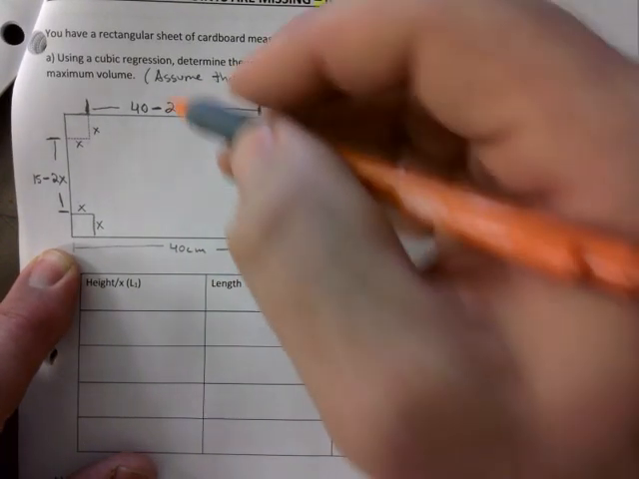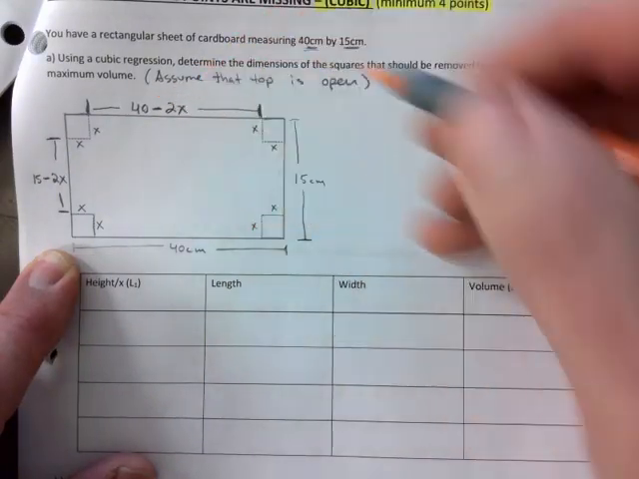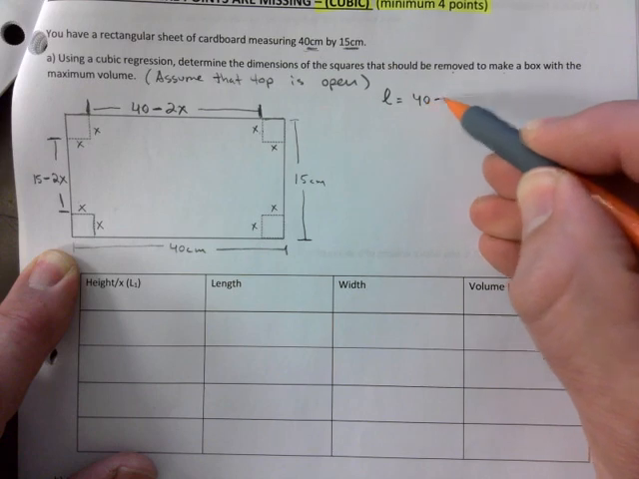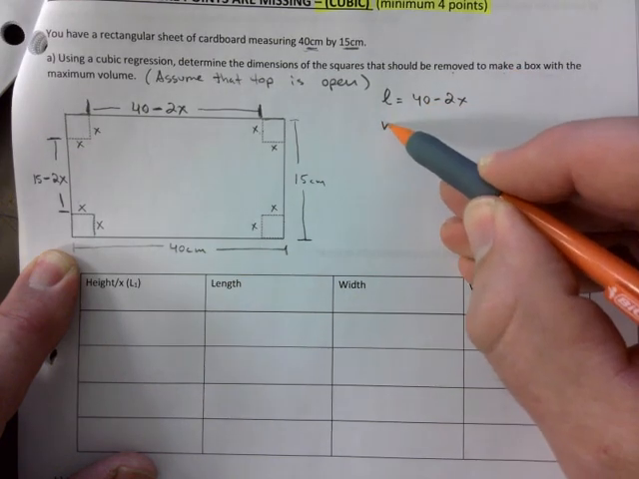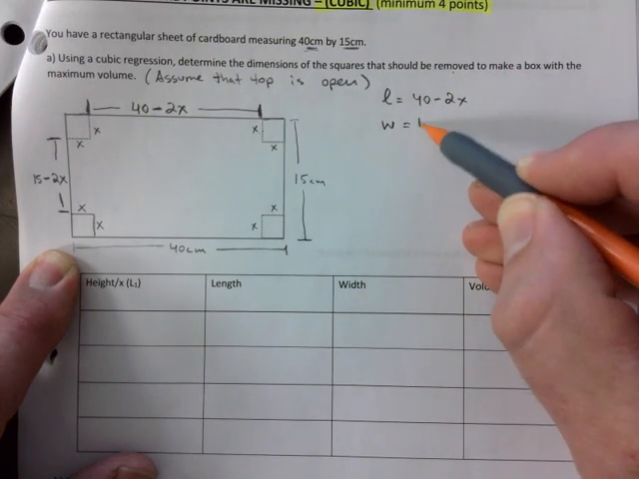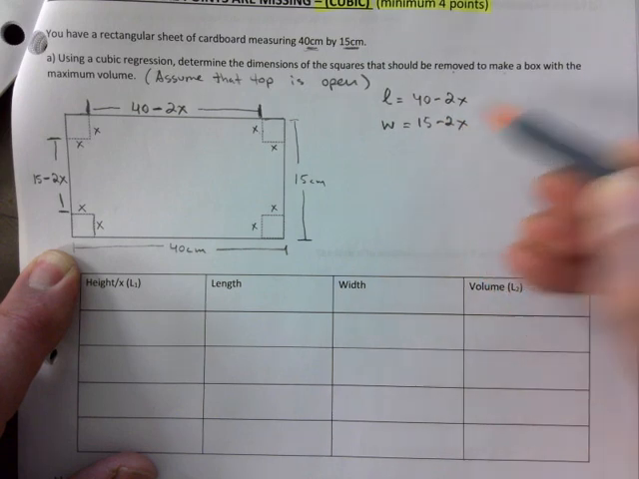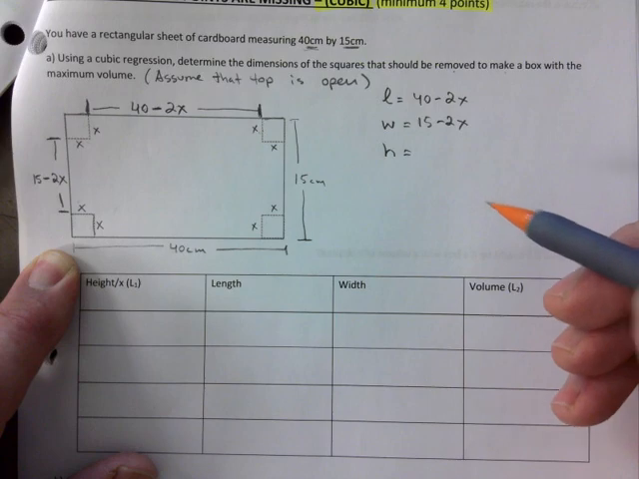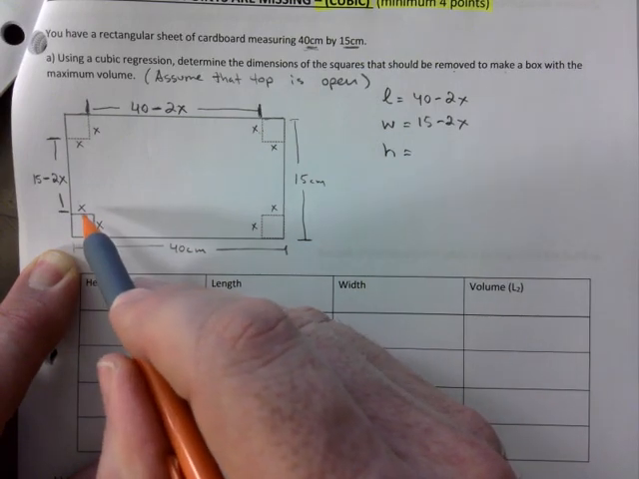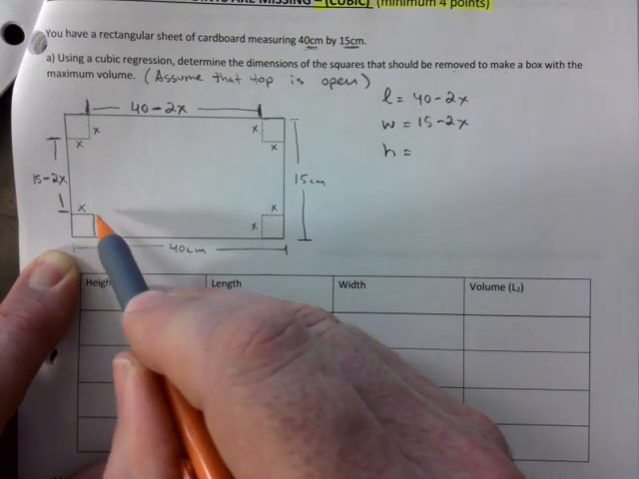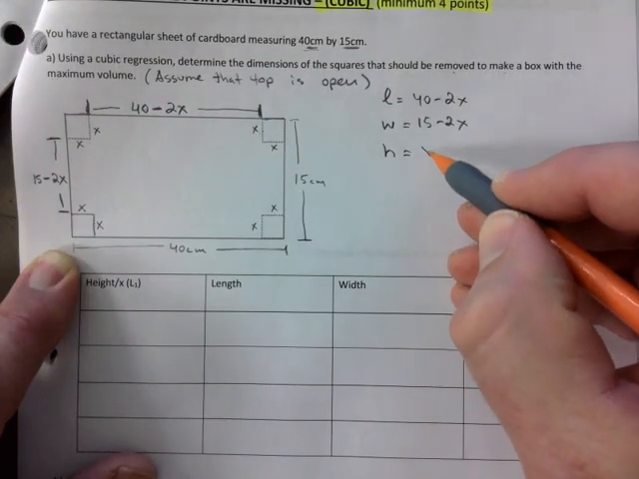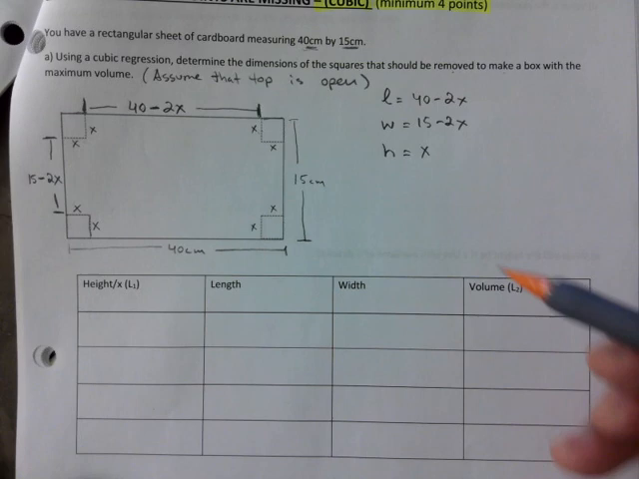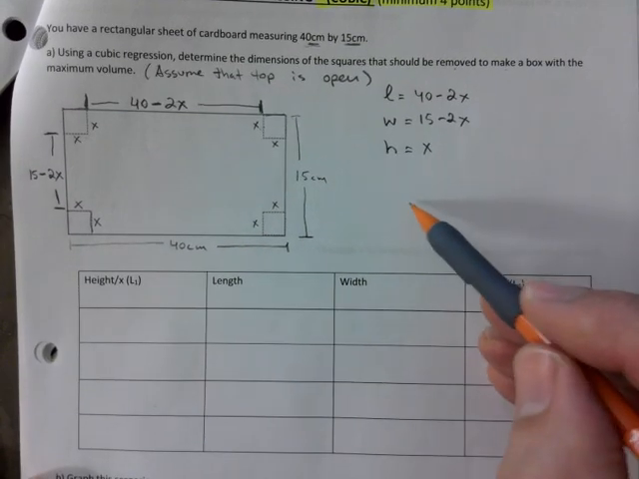So this is my, let's call this length. Length is going to be 40 minus 2x. The width is going to be 15 minus 2x. And what's the height going to be called? The height is x. Does that make sense? Maybe you have to just follow me a bit more, but that's what's going to happen. So I'm going to try my best here.